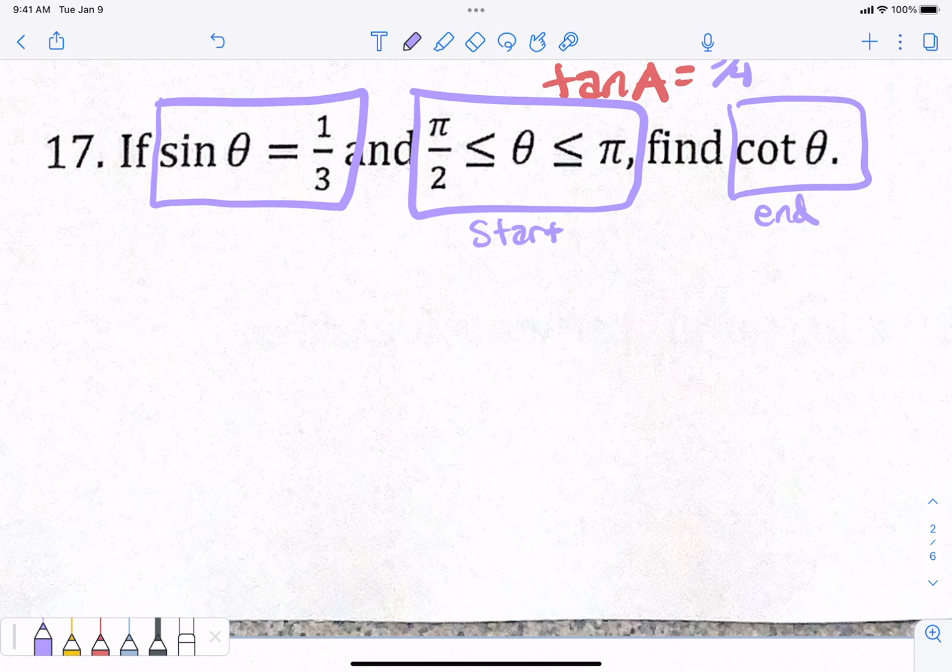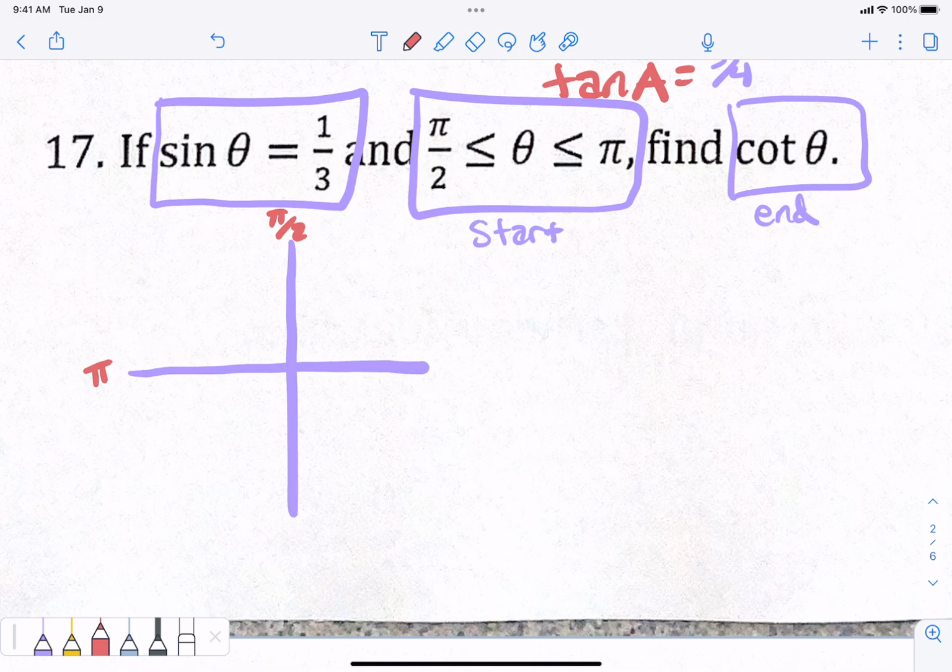Okay? So, starting with that middle piece, if they say theta lives from pi over 2 to pi, what does that tell me? You're going to do your where's pi over 2? Pi over 2 is straight up. Where's pi? Pi over yonder. It lives in the second quadrant.